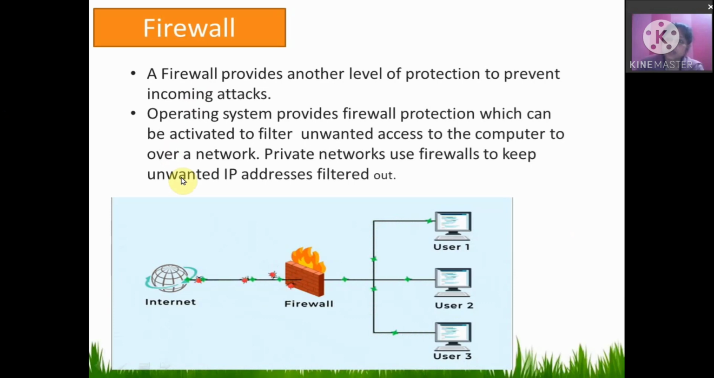Another level of protection is your firewall. Okay. The firewall provides another level of protection to prevent incoming attacks. The operating system provides firewall protection, which can be activated to filter unwanted access to the computer over a network. It can protect your computer from spyware and unauthorized mails. It can also protect on hardware. Private networks use firewalls to keep unwanted IP addresses filtered out.